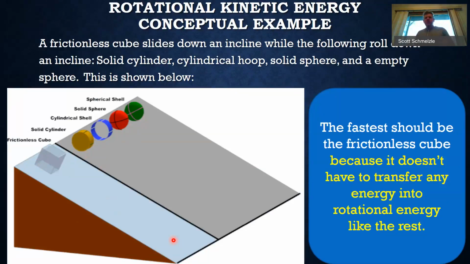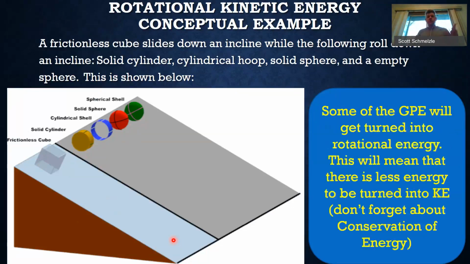So what we're going to see then is that because that's going to slide, it really has no energy loss through conservation of energy, right? For us, the other four, though, are going to experience rotational kinetic energy. So some of the GPE will be turned into rotational energy for those other four. This means there's less energy to be turned into kinetic energy. We change some of that energy into causing them to spin, right? We have to overcome the concept of the moment of inertia.